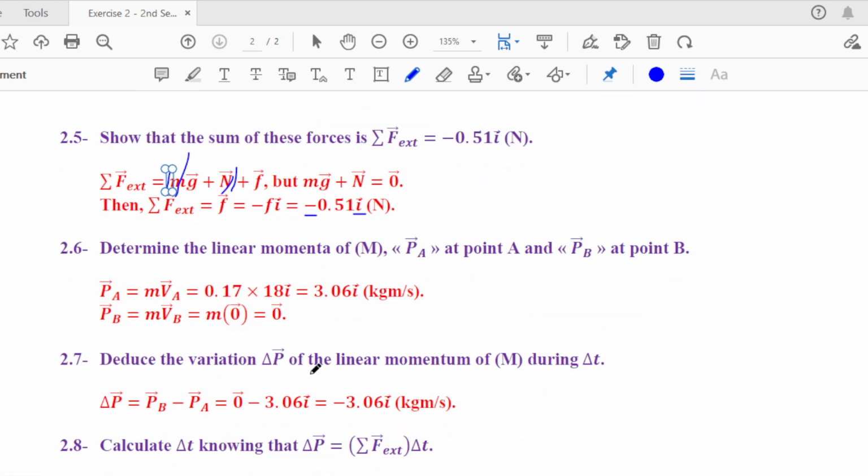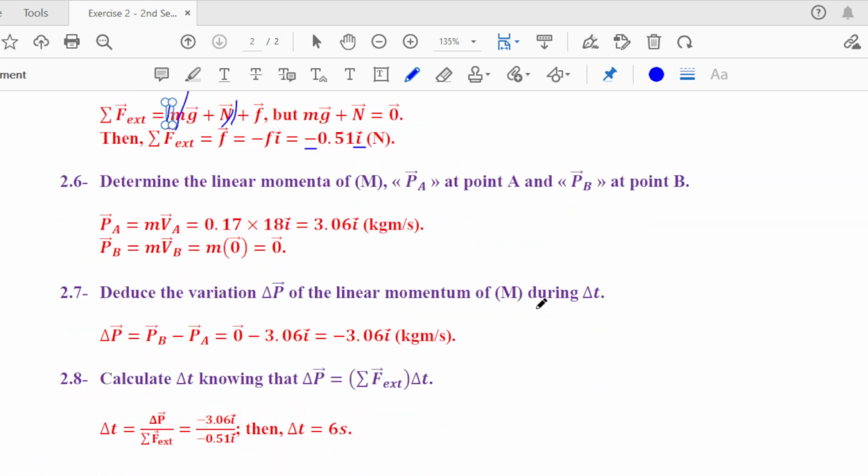Deduce the variation delta P of the linear momentum. Delta P equals P final minus P initial, so delta P equals PB minus PA. PB 0 minus 3.06, we get minus 3.06. Now calculate delta T knowing that delta P equals sigma F delta T. Delta T equals delta P over sigma F.